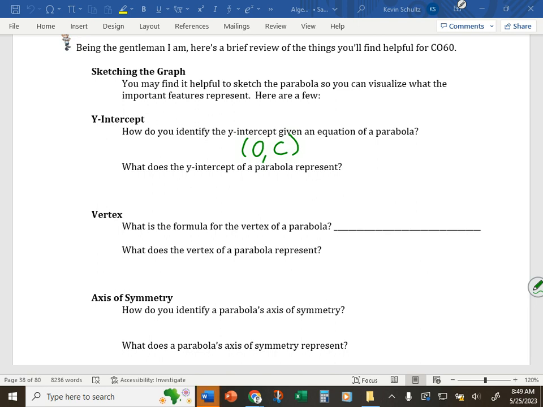And we haven't talked about this. I mean, it's where the parabola crosses the y-axis, yes. But in context, it is oftentimes the initial value. When you see the word initial, it is most oftentimes talking about the y-intercept. Okay?